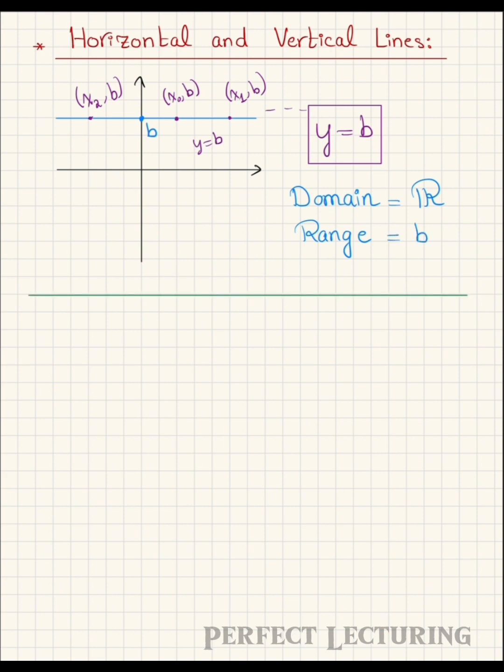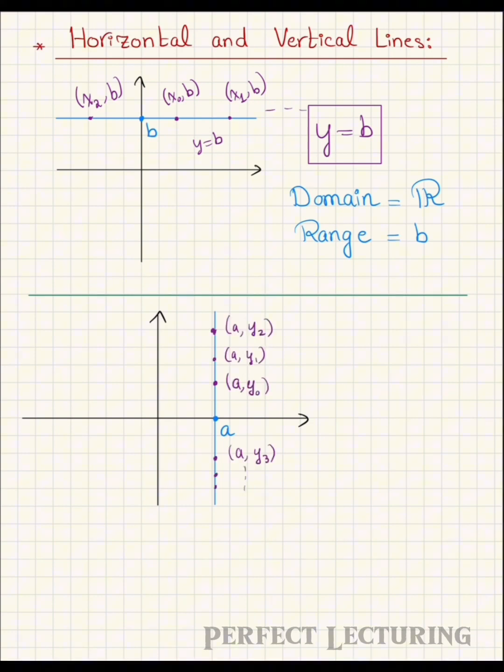Let us now move on to the vertical lines. We assume that this vertical line intersects the x-axis at some a. And again, if we choose any point here on the line, we notice that all these points will have the same abscissa x equals a, which means the equation of this straight line is x equals a. But it's very important to notice that a vertical line is not a function. Why? Because we have an input value which has more than one output value.